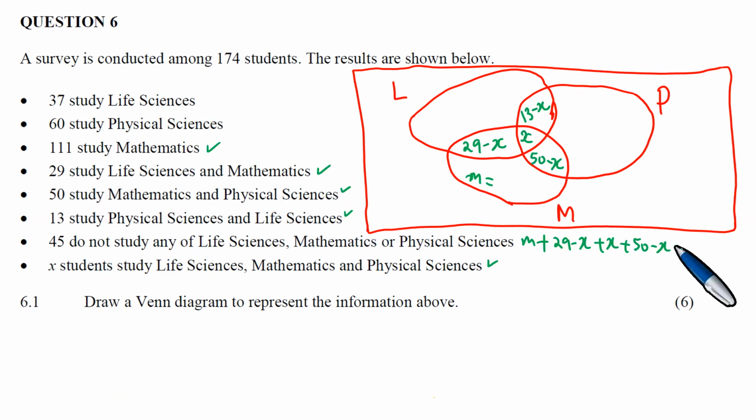And therefore this here must be the same as those who do mathematics, and there are 111 of them. Then you have x minus x, which is 0. The x cancel out. We want to solve for m, to know how many do math only. So now you're going to have 29 and 50.